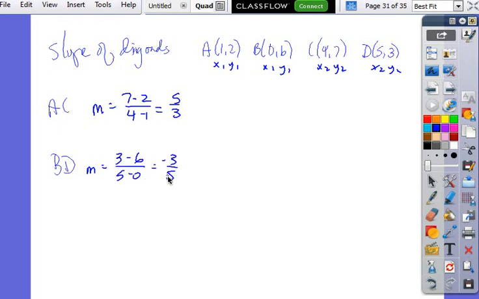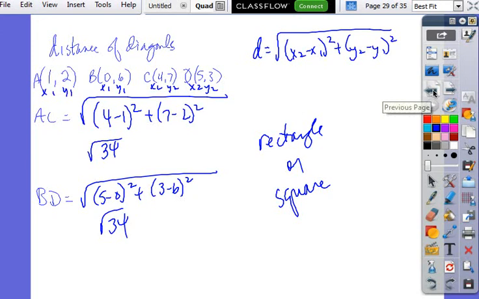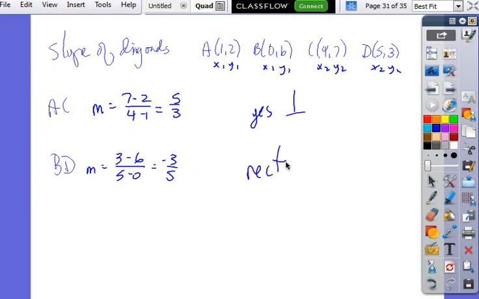All right, so what am I checking for here again? Are they opposite reciprocals? Yes. Did I change the sign? Yes. Did I flip the numbers? Yes. So that means yes, perpendicular. Now I've already said back here, it's either a rectangle or a square. So I got rectangle or square. If it's yes for perpendicular, which one of these has perpendicular diagonals? So there's my answer.